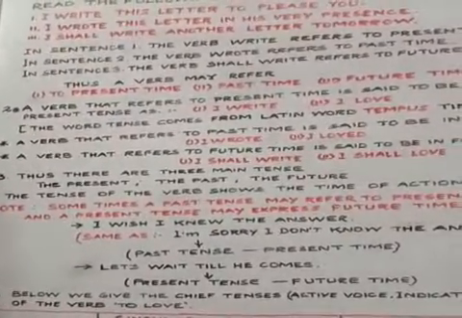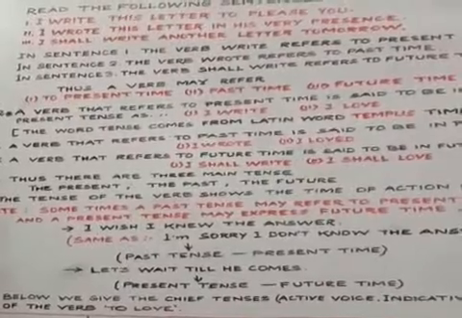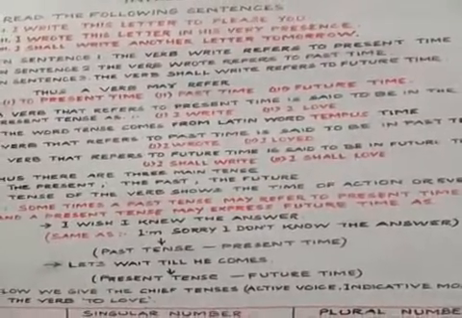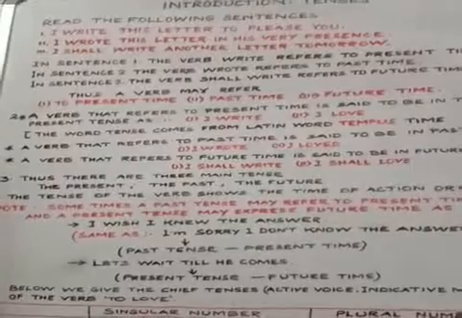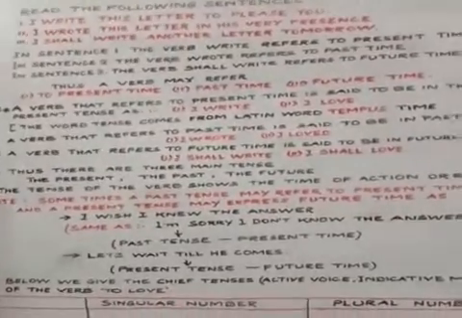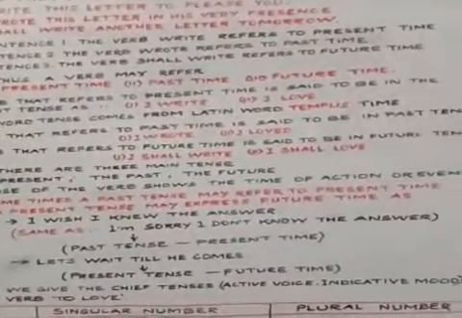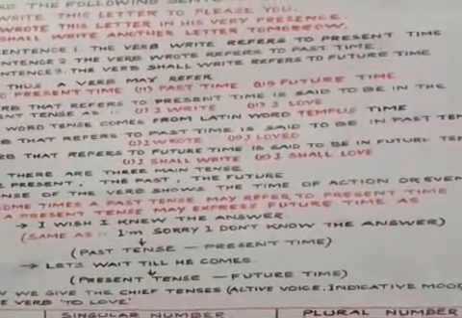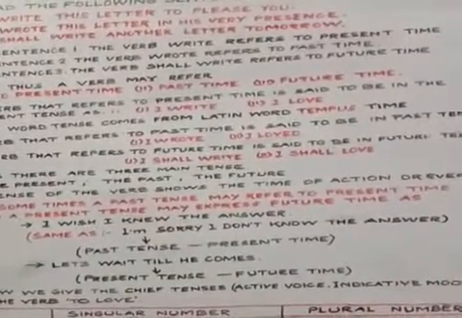The tense of the verb shows the time of action or event. So what does the tense of the verb show? It shows the time of action or the event.